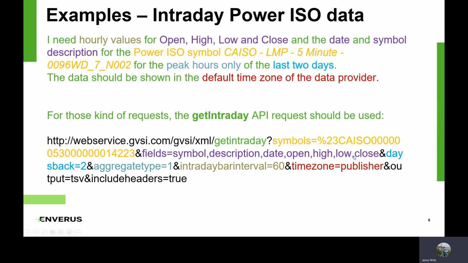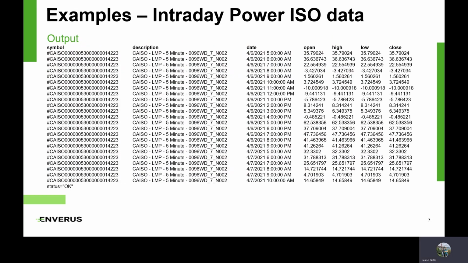And then the time zone is publisher. We typically offer three time zones you can select from. It's either publisher, or it's the local time zone of your computer, or it's UTC, so that way you can do any sort of conversion that you might want from UTC. And here's an example of the output. As you can see, we have a row for every hour between the range that we requested.